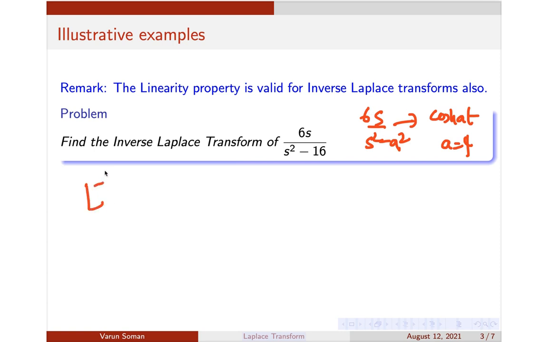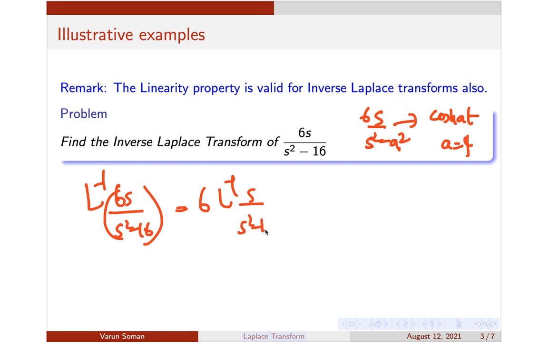So when you have to find L inverse of 6s by s square minus 16, this will be the same as 6 into L inverse of s by s square minus 16, and that is nothing but, just looking at the table, 6 into cosh 4t, right?